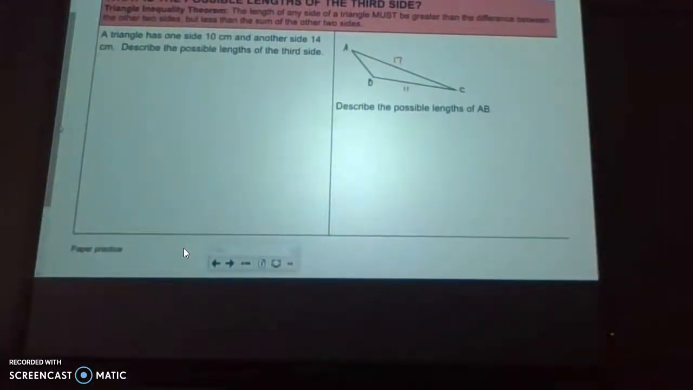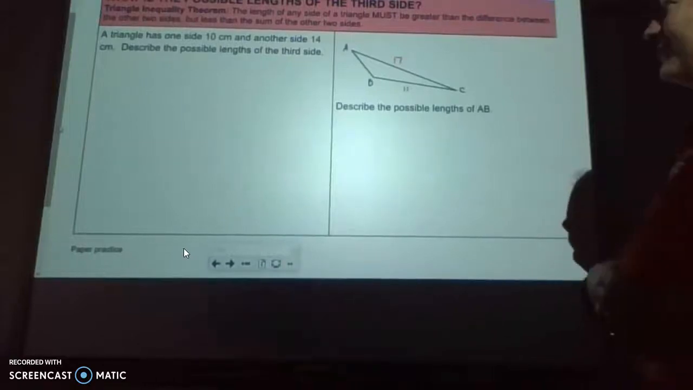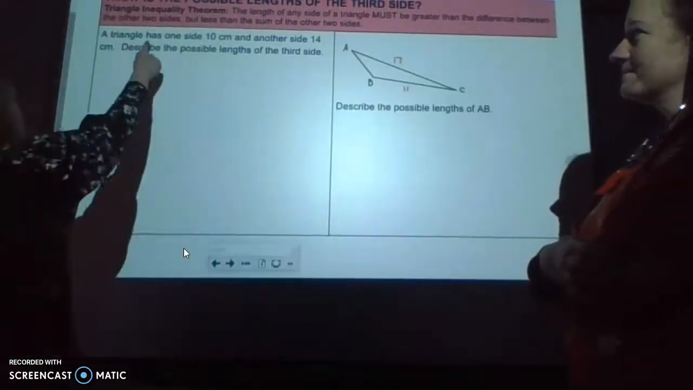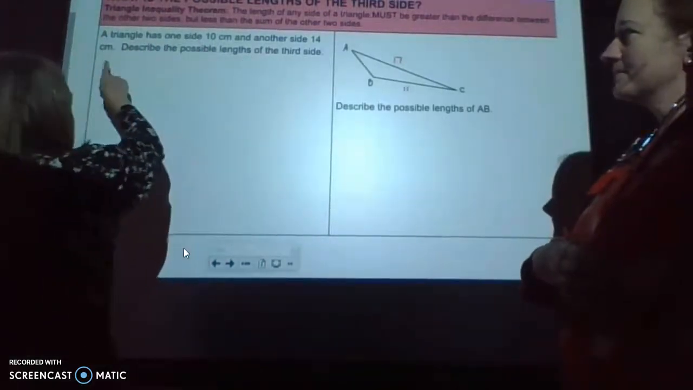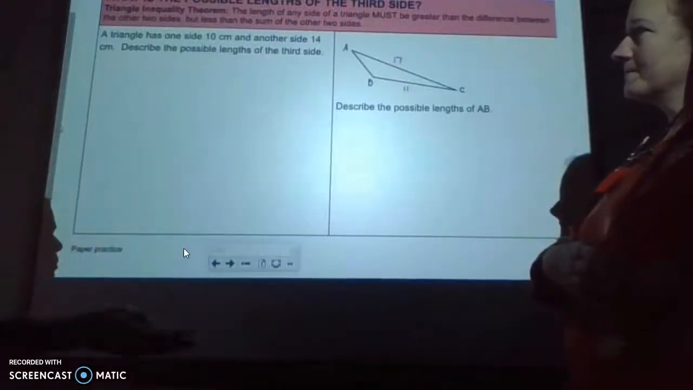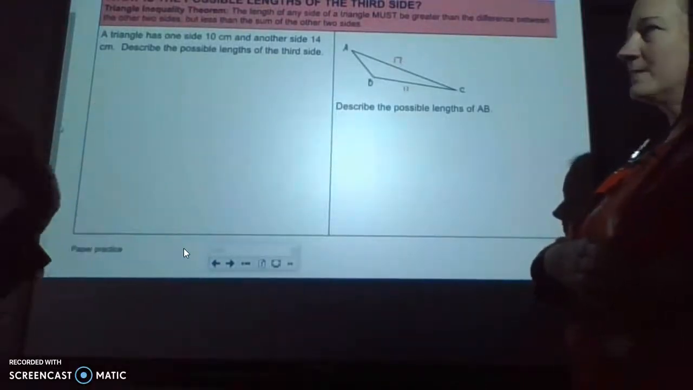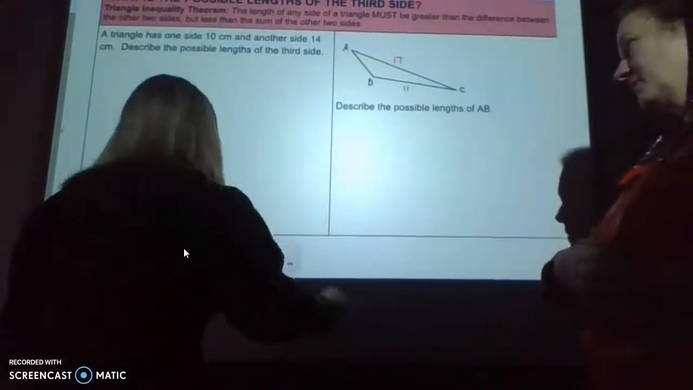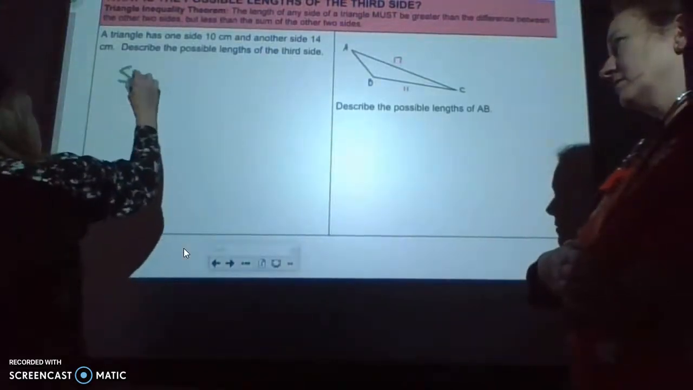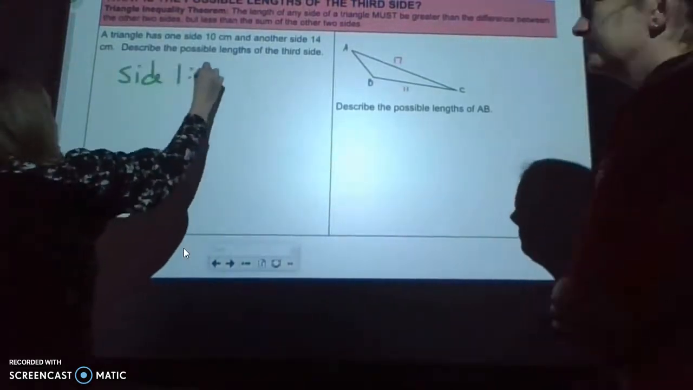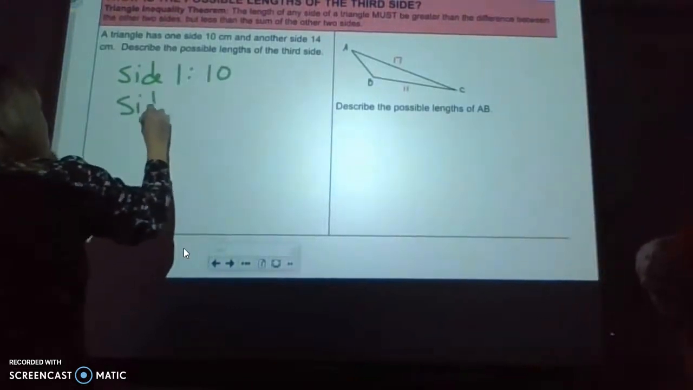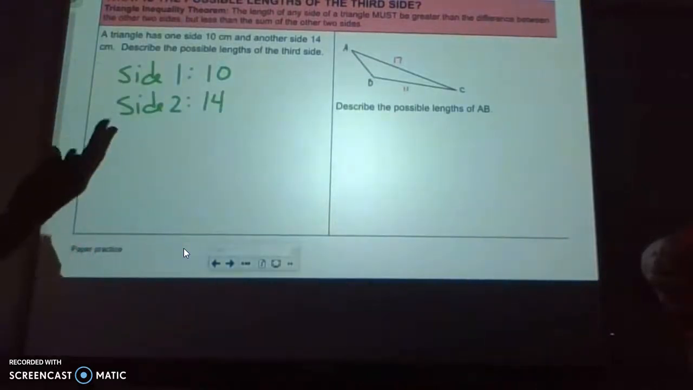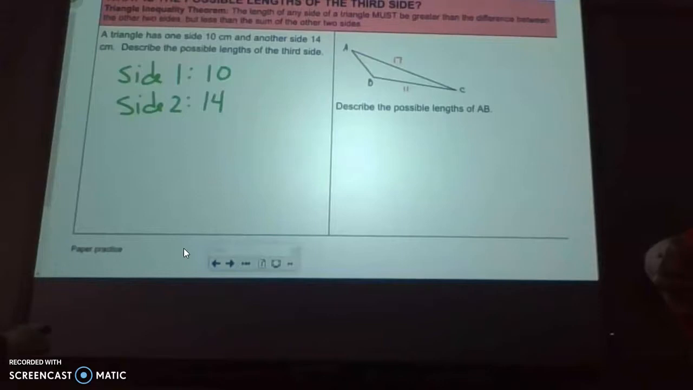Sometimes they want to know what is the length of the other side, and they gave us 2 of the sides. It says the triangle's one side is 10, the other side is 14. Describe the possible lengths of the third side. We know a triangle has 3 sides, and we only know 2 of them. They want to know what's a possibility for the other side in order for it to be a triangle. Side 1 is 10, and side 2 is 14, and it doesn't matter what order. So we call out what the sides are, 10 and 14, and then we're going to add them together.